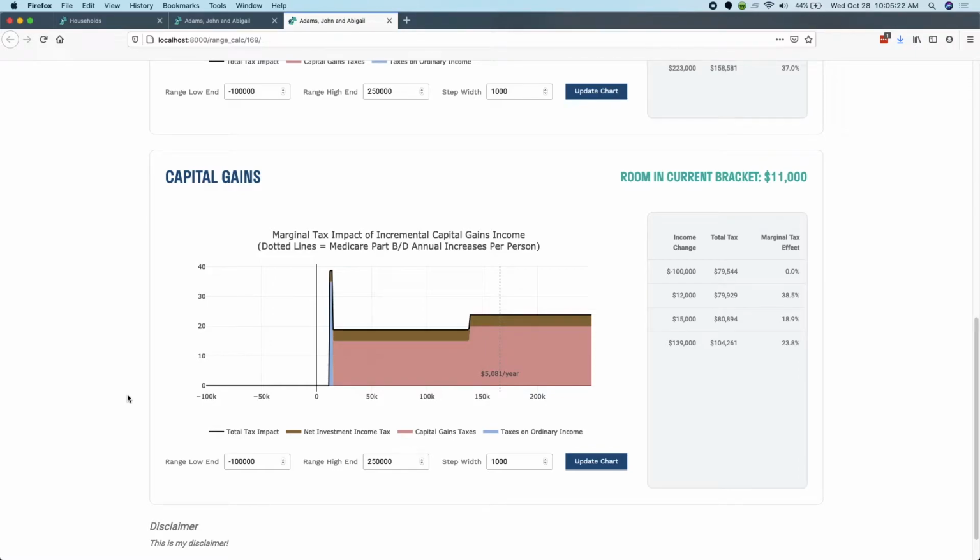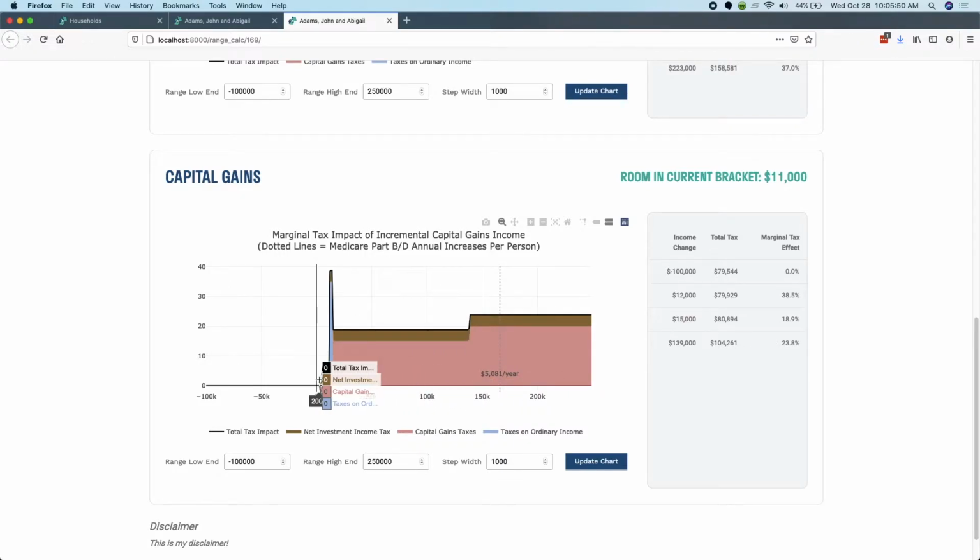We get questions with some frequency about this little spike that shows up in a number of capital gains range calc charts. So right here I'm in the capital gains section. Over here to the right of that spike, this makes sense, right? I'm adding extra capital gains and it's either going to be taxed at 15% as it is here or 20% as it is here. There's an extra 3.8% in this case of net investment income tax.